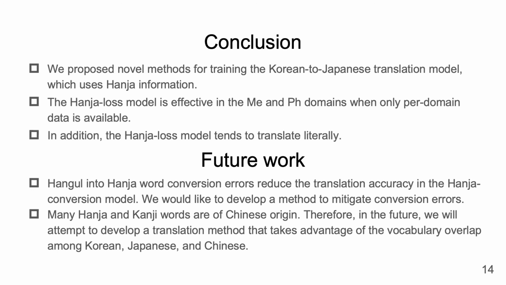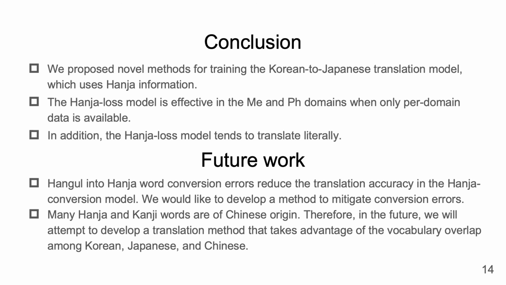So in conclusion, we propose novel methods for training the Korean to Japanese translation model, which use Hanja information. The Hanja loss model is effective in the mechanical engineering and physics domains when only per-domain data is available. In addition, the Hanja loss model tends to translate literally.